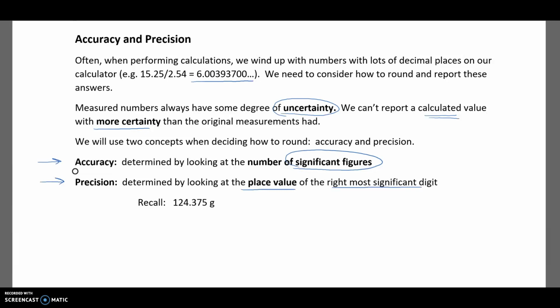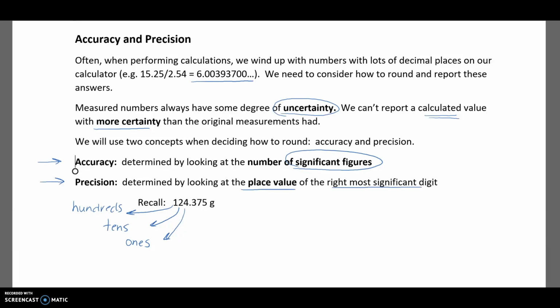As a reminder of the terminology related to place value, let's look at this example, 124.375 grams. When I talk about the place value for the digits to the left of the decimal, the 4 is in the ones position, the 2 is in the tens position, and the 1 is in the hundreds position.